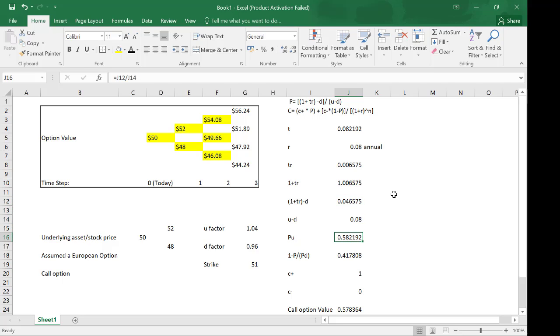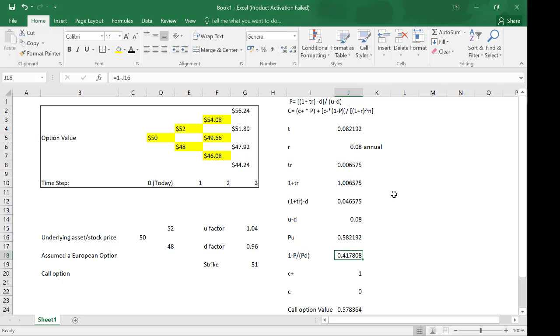So we get the probability as 0.582192. Now if you have the probability of the up factor, then you can easily calculate the probability of going down by just subtracting this number from 1. Once you do that, you have the probability of the down factor, which is 0.4178, which is the probability of the stock price going down.